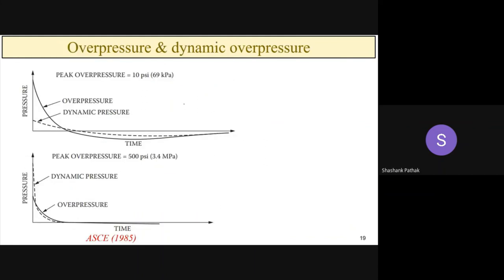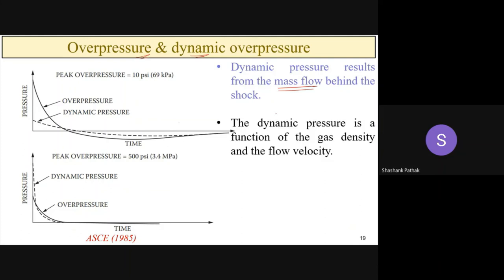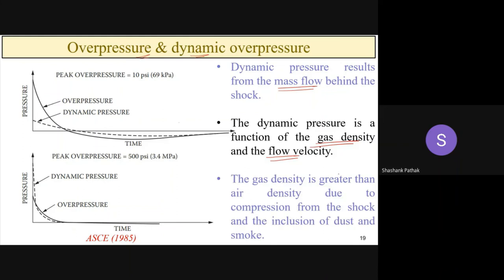Now, as I already discussed, there will be dynamic pressures and overpressures. This is the same for nuclear explosions as was discussed in the case of chemical explosions. Dynamic pressures result from the mass flow behind the shock, and dynamic pressure is a function of the gas density, or you can say the mixed wind density, and the flow velocity. Gas density is generally greater than the air density due to compression from the shock and inclusion of dust and smoke generated during the explosion. That increases the gas density.